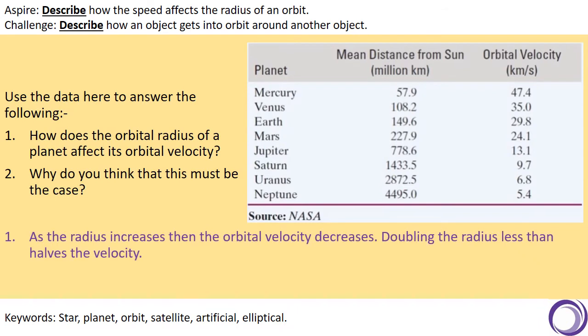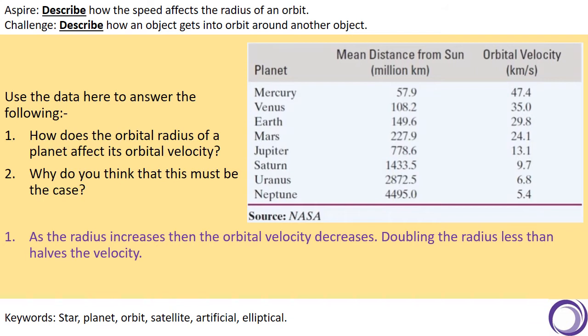First one then. So as the radius increases, in other words, the distance from the sun increases, I'm using the word radius because we're talking about circular, roughly circular anyway, orbits. So as the radius increases, the orbital velocity decreases. So as that distance goes up in the middle column, the velocity is going down. Doubling the radius less than halves the velocity.